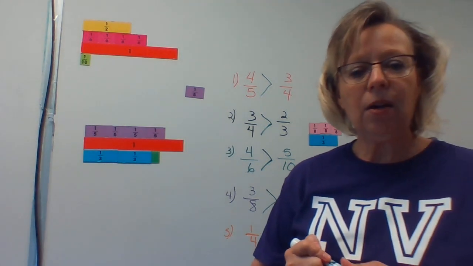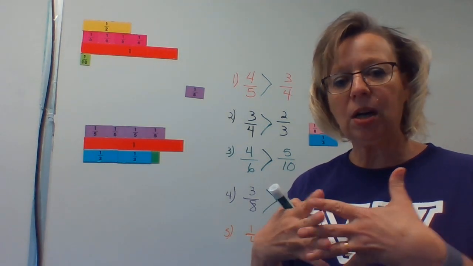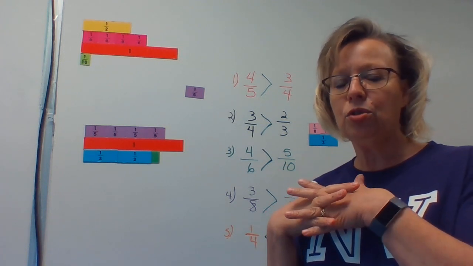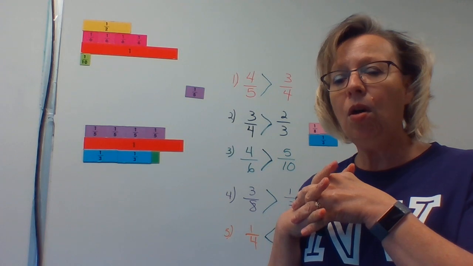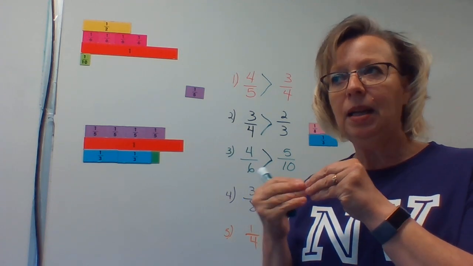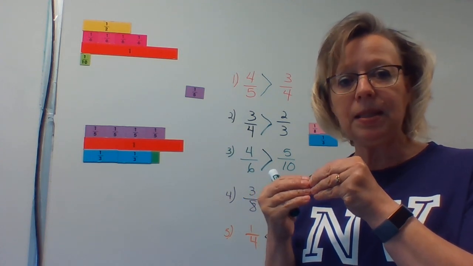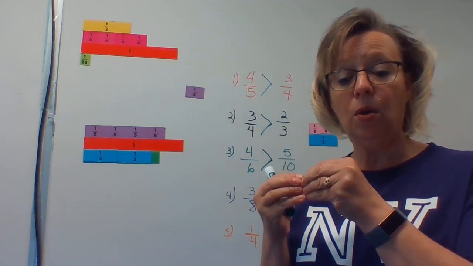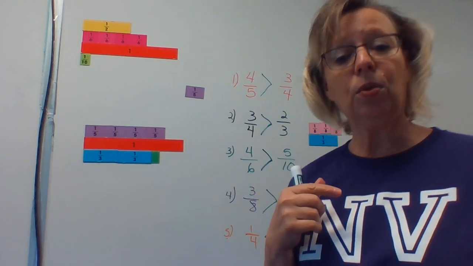So as you're comparing, fourth graders, think about benchmarks, landmarks. What number is it closer to, a half? Is it closer to a whole? What part's missing? Is that part that's missing going to help that number be closer to a half or closer to a whole? So think of that as you're working.